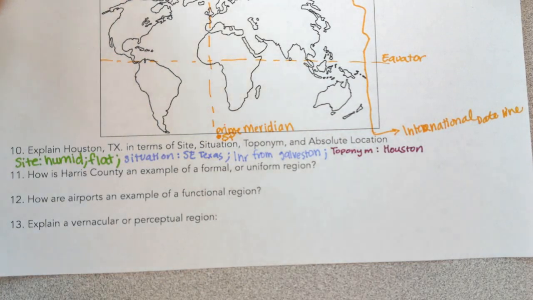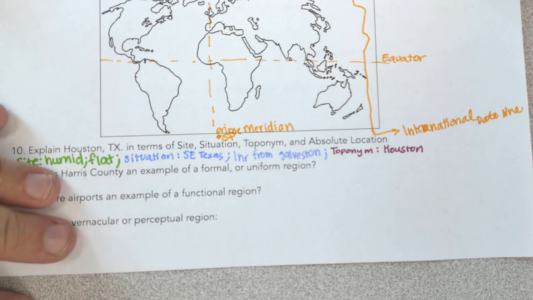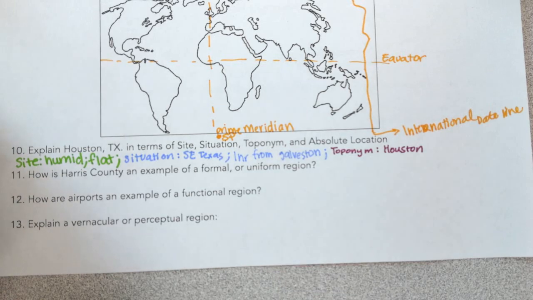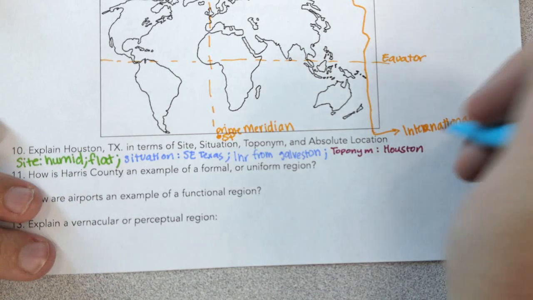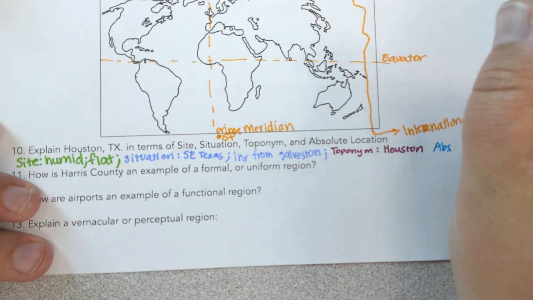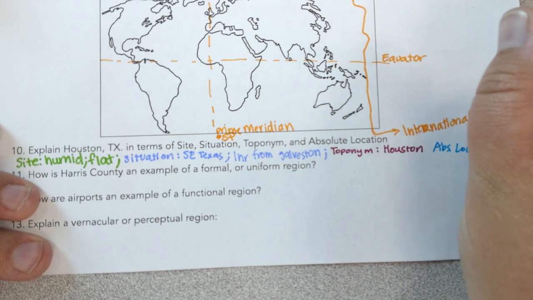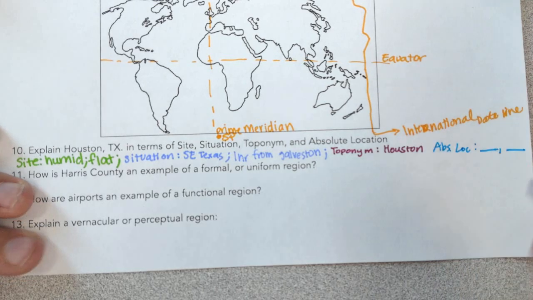And the next thing it asks us is, what is the absolute location? The absolute location refers to longitude and latitude coordinates. I was going to look at my phone so I could just look it up for you. But just know that absolute location refers to a line of longitude and latitude.